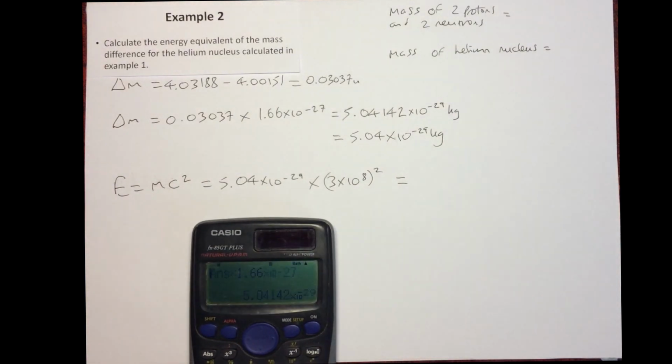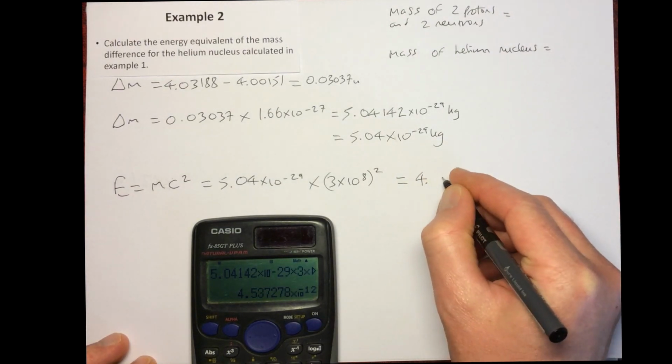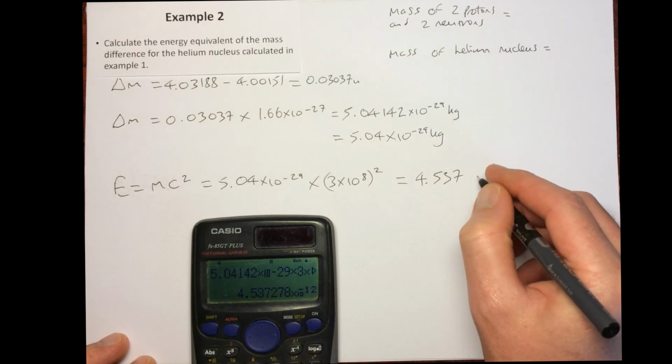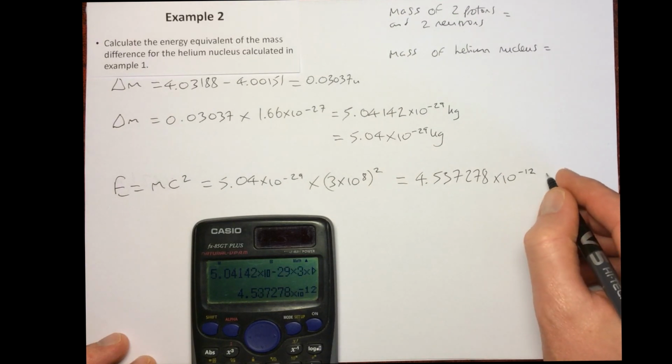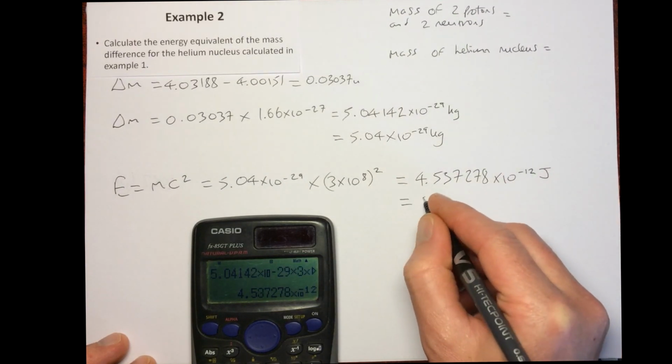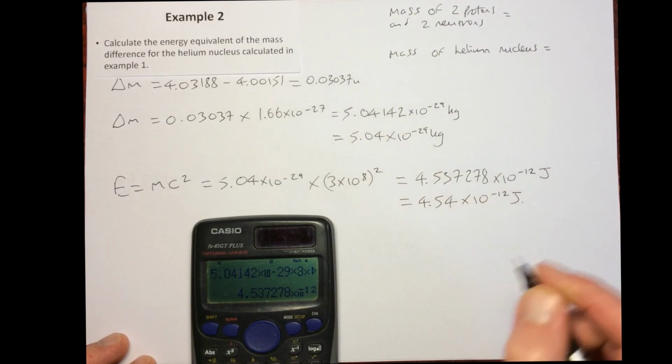So let's calculate that. So we've got 5.04142 multiplied by 10 to the minus 29 multiplied by 3 times 10 to the power of 8 squared, and that gives us 4.537278 times 10 to the minus 12, and that is in joules, okay? So we can round that up to 4.54 times 10 to the minus 12 joules.